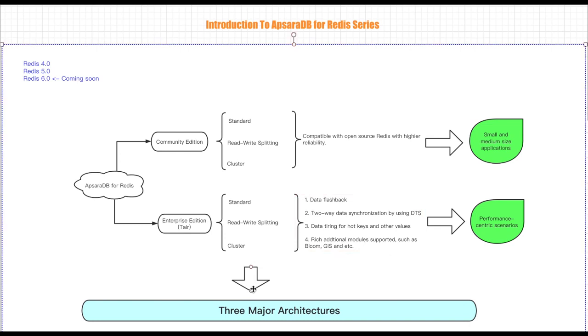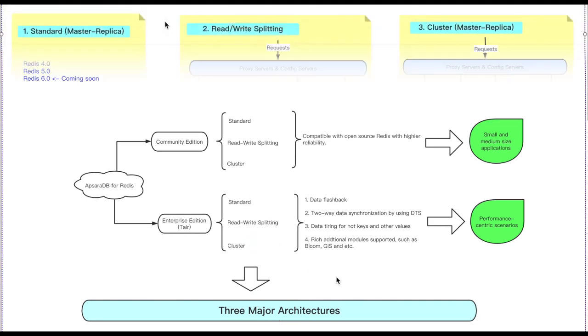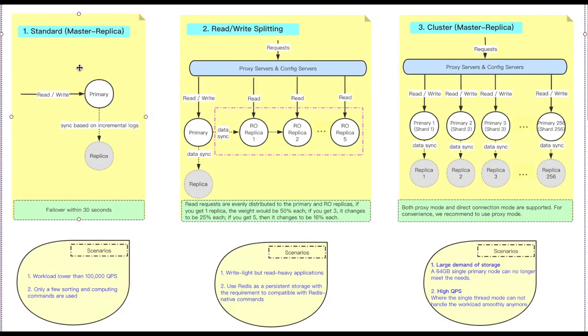Okay, next, let's see the three major architectures: standard, read-write splitting, and cluster. Let's talk about the standard architecture first. Well, there are two nodes included, one primary node and one replica. And only one node can respond to requests at the same time. In the first diagram, the clients and applications are interacting with the primary node continuously, and there is an HA mechanism to ensure the availability of the primary node. Once the primary node is down, the replica will take over within 30 seconds. In this way, the business will not be affected by system failures.